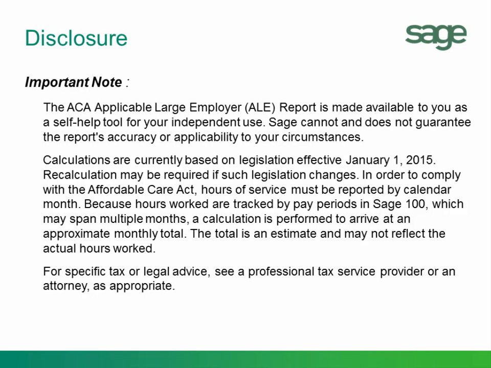In order to comply with the Affordable Care Act, hours of service must be reported by calendar month. Because hours worked are tracked by pay periods in Sage 100, which may span multiple months, a calculation is performed to arrive at an approximate monthly total. The total is an estimate and may not reflect the actual hours worked. For specific tax or legal advice, see a professional tax service provider or an attorney as appropriate.